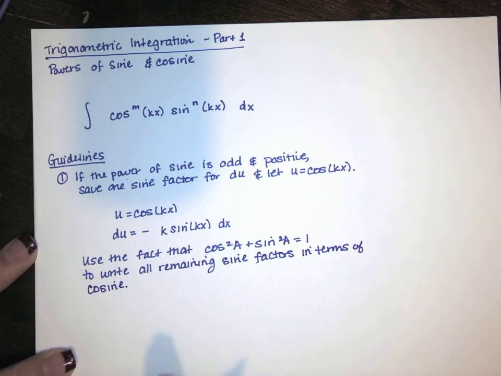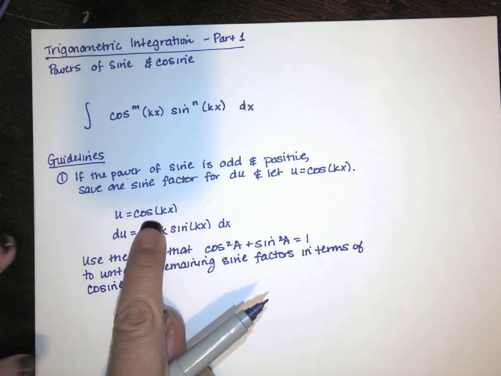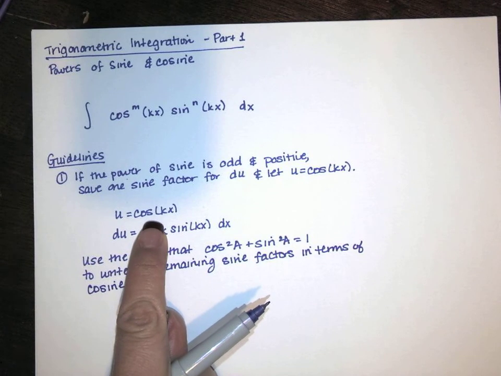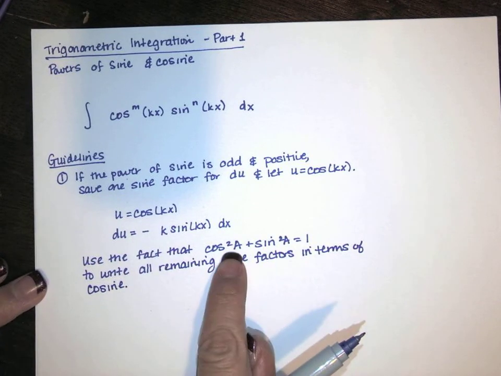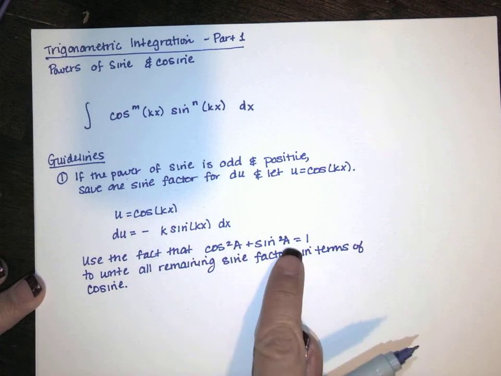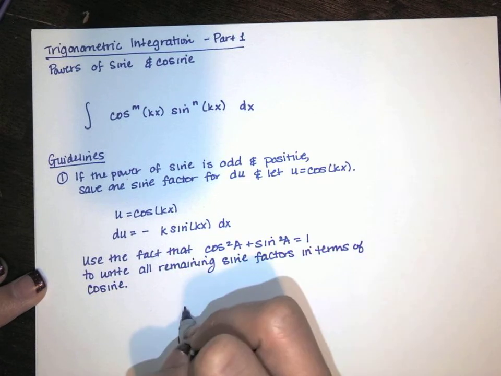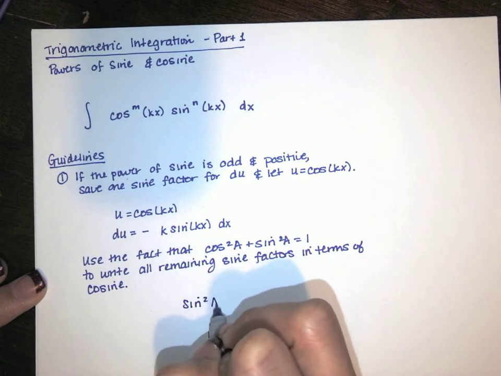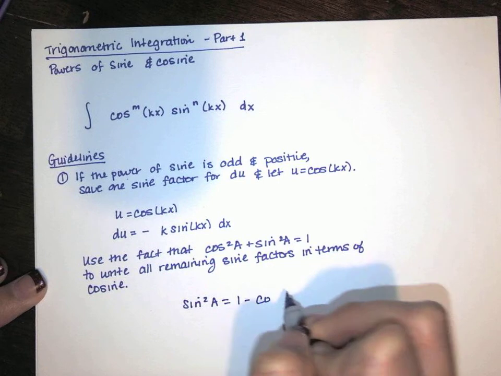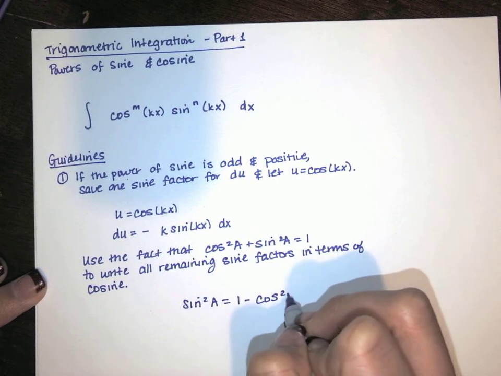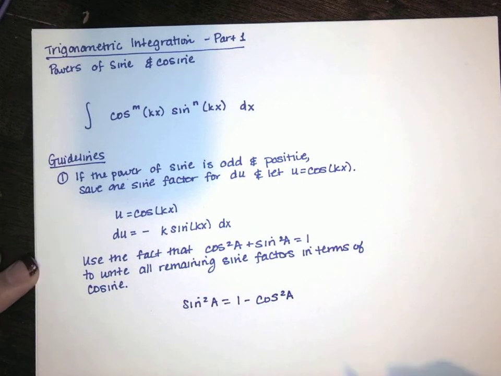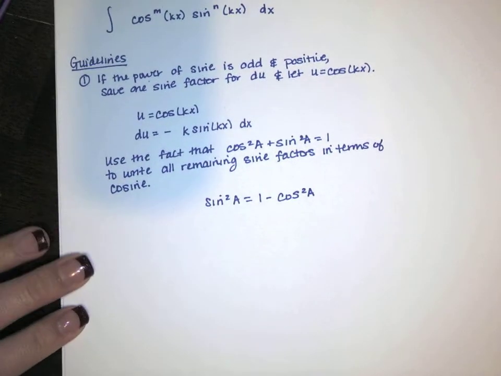So in this case, if my u is cosine, I want everything else to be in terms of cosine. So I can solve this Pythagorean identity for sine squared. Cosine squared plus sine squared is 1. So sine squared is 1 minus cosine squared if I subtract the cosine squared from both sides. So I can replace every sine squared with 1 minus cosine squared and then evaluate the integral. So that's one of our guidelines.